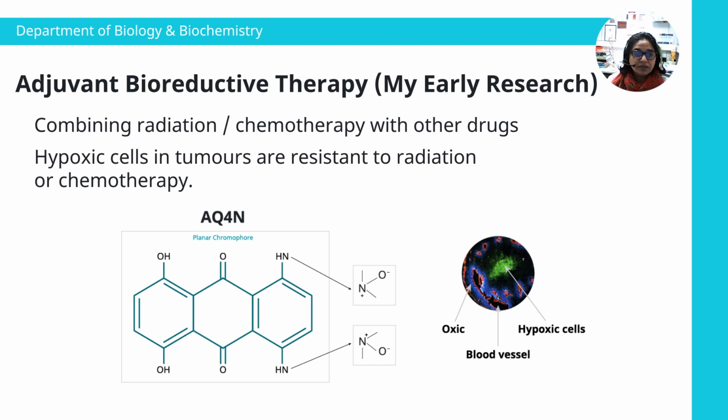So here you can get a double whammy. Radiation or chemotherapy will kill off the oxygenated cells, and bioreductives will kill off the hypoxic cells. So this way you get the maximum efficacy by combining these two drugs. If you want to have a look, the paper is on that slide.